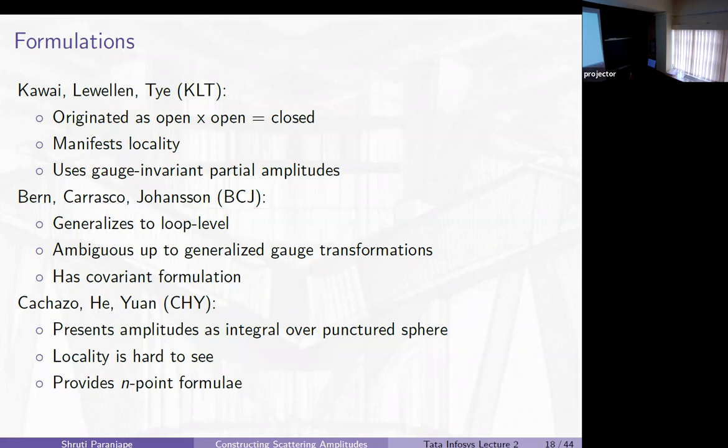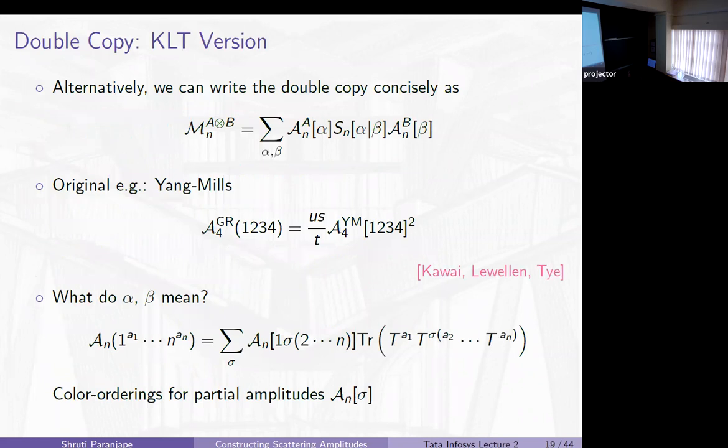Okay, so this is the KLT double copy. This is the amplitude on the gravity or the double copied side. These are the single copy amplitudes A and A-tilde. What you're summing over here are color orderings, so orderings of external states. And you end up with something that has no ordering of external states, permutation symmetric. So this is the 4-point example where this S takes this form.